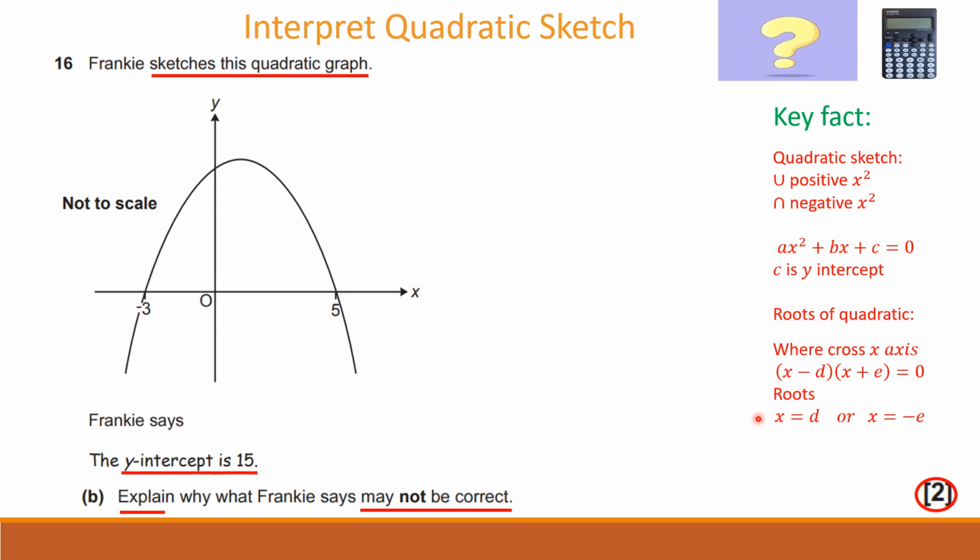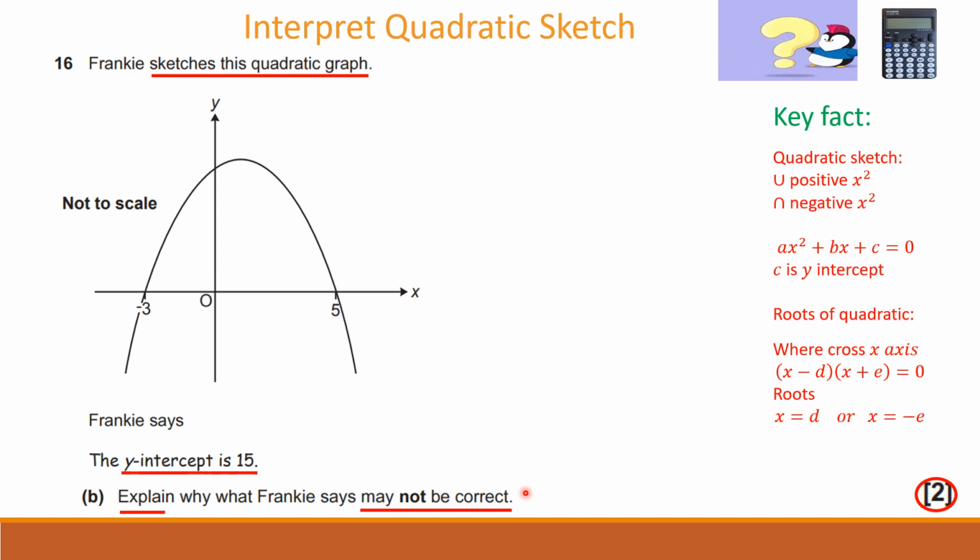Now you need to think about using these facts here. Remember it's a negative x squared. Remember c is the y-intercept. These are the roots, and you've got to work out why he may not be correct. Now remember, if you look back to my previous video, we showed that it may be correct. So 15 was the y-intercept. So this time, why is it not correct? So make sure you check the previous videos to know why it was correct. And now we're going to look at why it's not correct. Press play when you're ready to hear the video after you've had a go at answering the question.